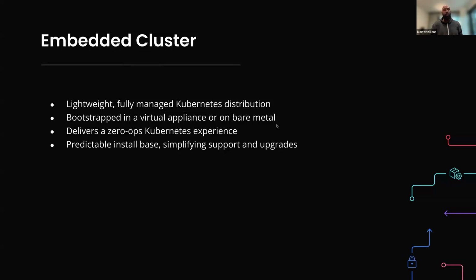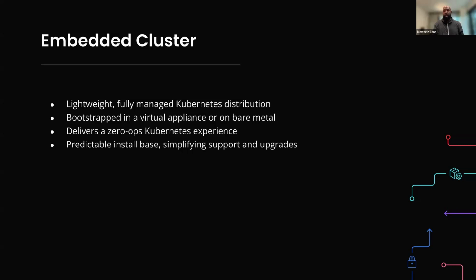So now the next piece that I want to talk about is embedded cluster. You may be familiar with embedded cluster, but it's a lightweight, fully managed Kubernetes distribution built on the K0s distribution. You could think of it as a way to bootstrap, with a single command, a virtual machine or maybe a bare metal machine, and then get a zero ops Kubernetes experience, right? The initial day zero installation and the day two operations are all going to be really minimized because we handled that as part of the bootstrapping process, right? So you're going to get a predictable installation base.